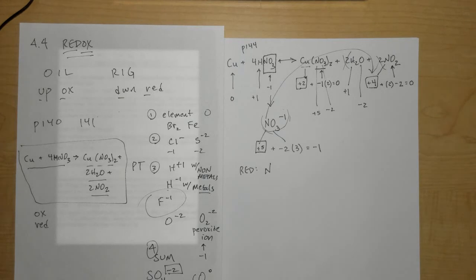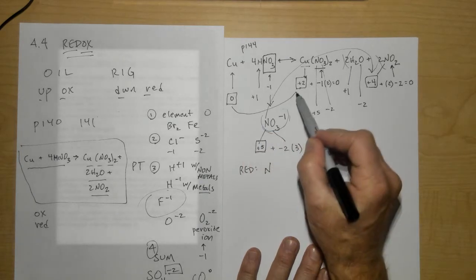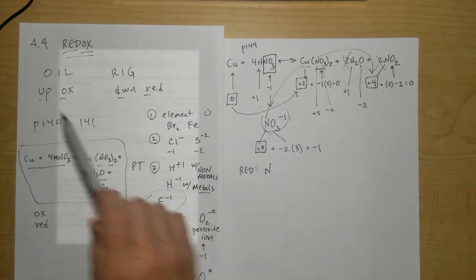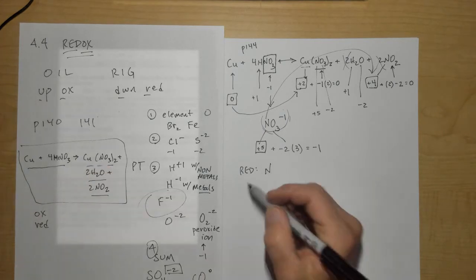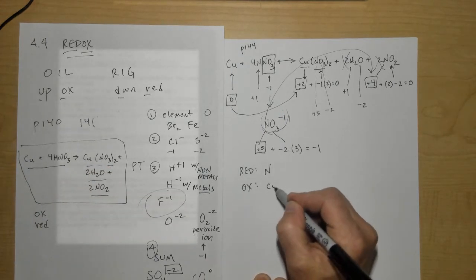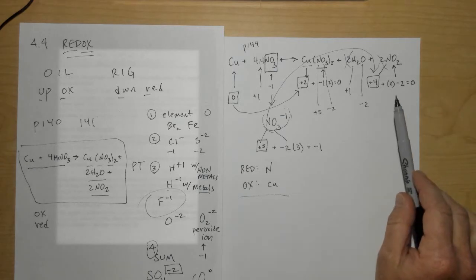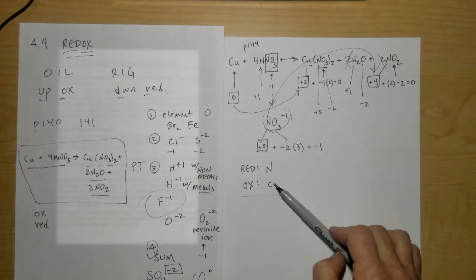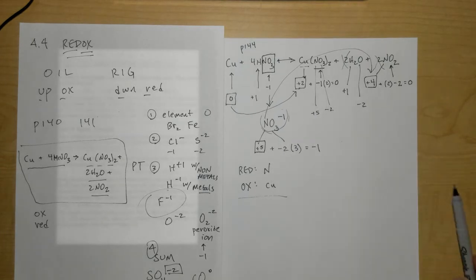But I've now identified my other species that changed. Notice how copper went from 0 to +2. Copper went up in charge, and things that go up in charge are said to be oxidized. So my oxidized species is copper. So here's an example of how to determine whether a reaction is redox or not. Assign all the oxidation numbers, decide which thing went up in charge, that's oxidized, decide which thing went down in charge, that thing is reduced.